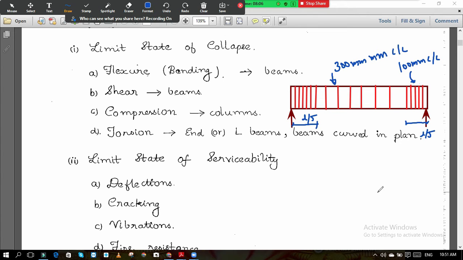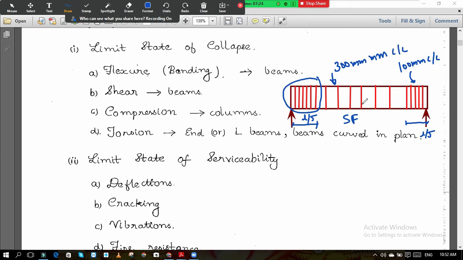So what is the benefit of providing this? In this area the shear force is maximum, so we are providing more stirrups, and here the shear force is less, so we are providing fewer stirrups. If you provided the same spacing whatever you have provided in the L by 5 region throughout the beam, then also the beam is safe, but it is over safe and it will become uneconomical. Unnecessarily you are providing more steel in the beam. So that is also not good.